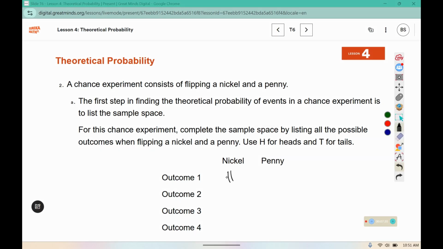Well, I could flip a head on both. I could flip a tail on both. I could flip a head and a tail, or I could flip a tail and a head. So there are 4 different outcomes, creating our sample space: HH, TT, HT, and TH.